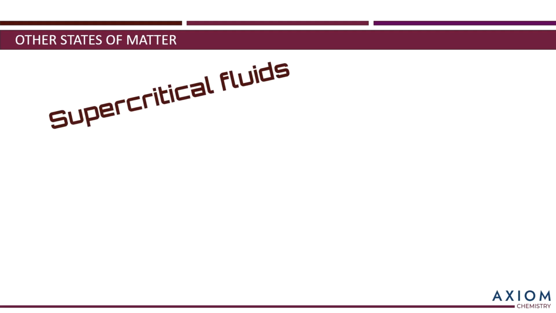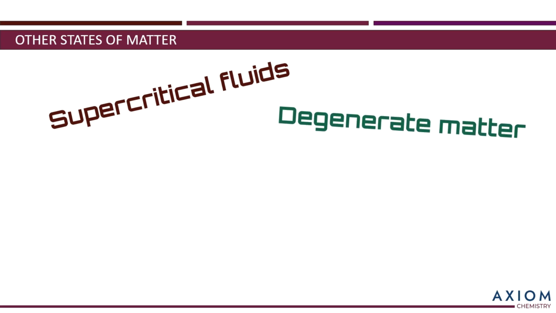So for instance, supercritical fluids. Now these form at very, very high temperatures and pressures where the distinction between a liquid and a gas disappears. An example would be on the atmosphere of Venus. Another one is what's called degenerate matter, which can occur at exceedingly high pressures, such as in very dense objects like a white dwarf star.